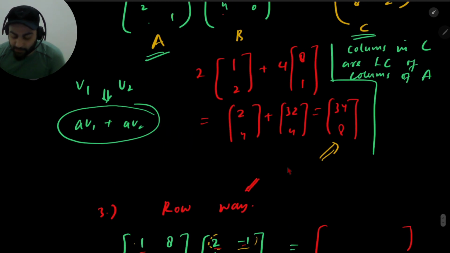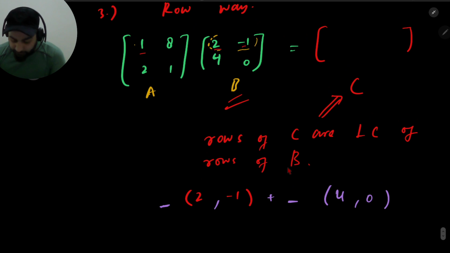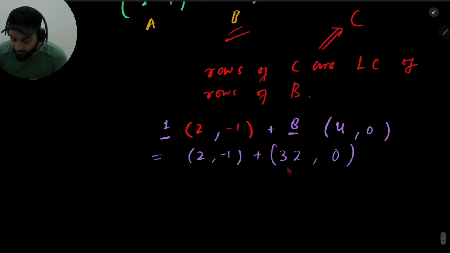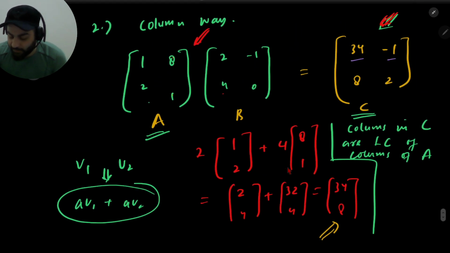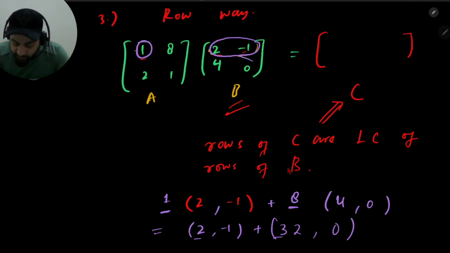If you see the result, what we got is 34 minus 1. If you put 8 over here and 1 over here, this will give you 2 minus 1 plus 32, and then 0. Now if you add these things together, this is 34 and this is minus 1. This is the first row over here. So what I did is I took this row multiplied by this entry, and then I took this row multiplied by this entry and added them together. So I got the first row.